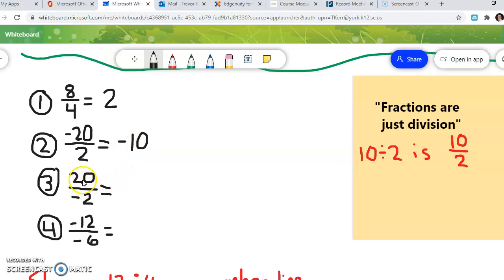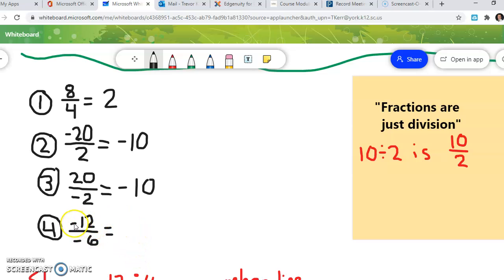Then number 3 looks very similar. In this case, I have 20 divided by -2. Well, I know 20 divided by 2 is 10. And whenever you divide by a negative, that means you just do the opposite in terms of the sign. So the answer there would also be -10.